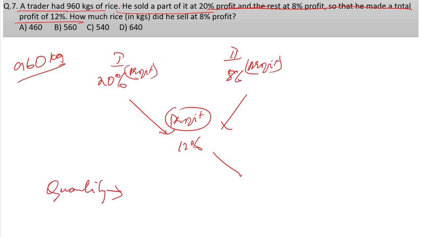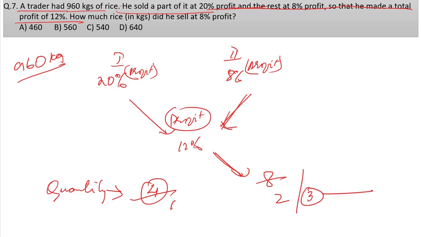It is going to be the quantity ratio. 20 minus 12 will be getting 8 here, and then 12 minus 8 will be getting 4 here. That is 4 1 is 4, 4 2 is 8. Therefore the total quantity is 3 units here, and according to the question we are given 960 kg quantity. It is 3 3 is 9, 3 2 is 6, 0.